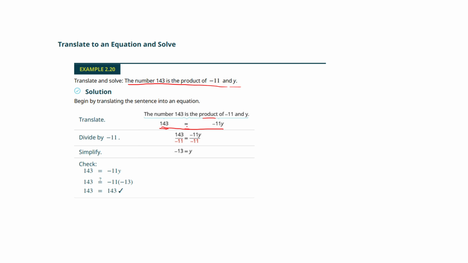Okay, well we know how to solve this now that it's in math language. I have two numbers, they're factors. Negative 11 times y are two numbers that multiply together to get this 143. So we're going to divide away the negative 11 on one side, got to do it to the other, and we get our solution.